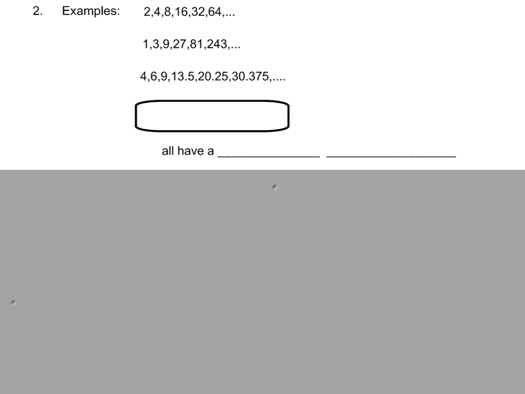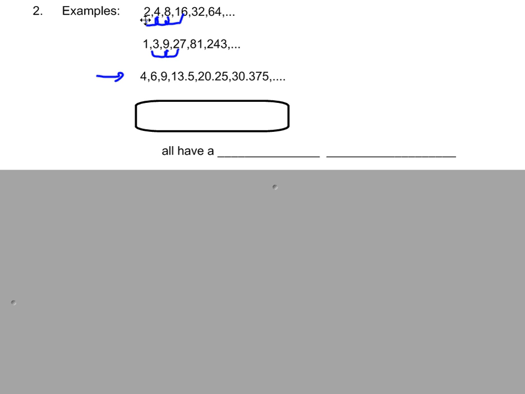Let's give you some examples of some different kinds of sequences. You'll notice that in these sequences, they don't go up or down by the same amount. What's actually happening is that to start with this particular sequence, we're multiplying each term by 2. In this one, we're multiplying each term by 3. We'll come back to this one in just a minute.